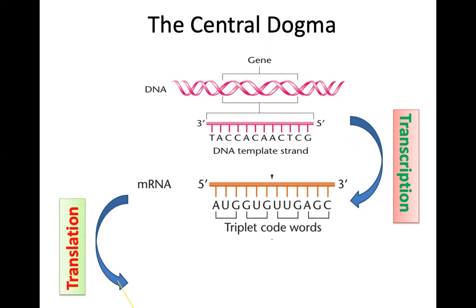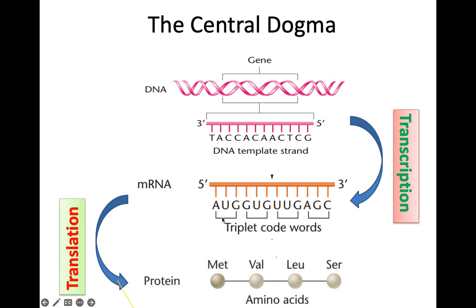And then next comes the translation, where, for example, the first triplet here is the AUG, or if we talk about the DNA, it would be TAC, and that codes for the amino acid methionine. And likewise, it will continue until the polypeptide chain is completed. This is a brief of the central dogma.